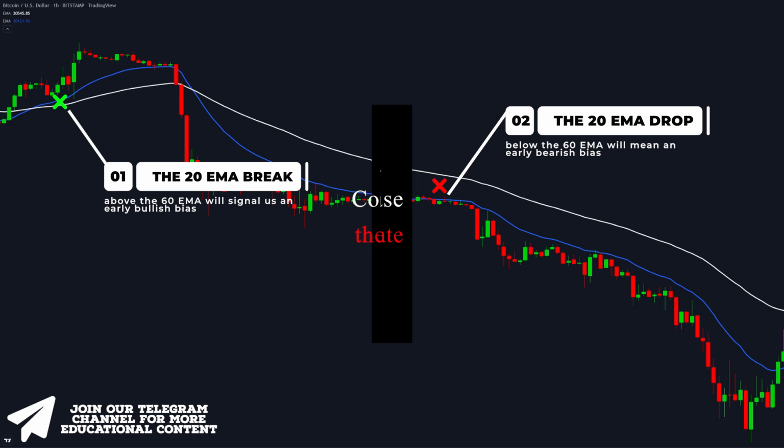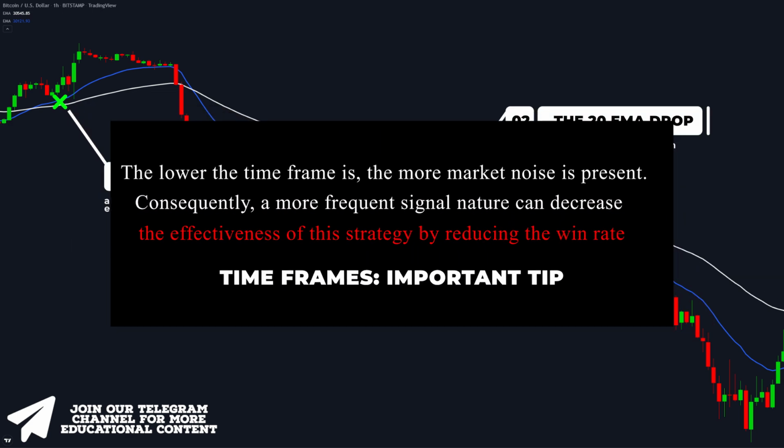However, keep in mind that the lower the time frame is, the more market noise is present. Consequently, a more frequent signal nature can decrease the effectiveness of this strategy by reducing the win rate.